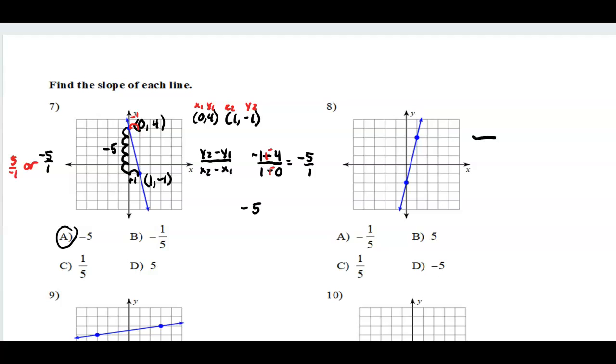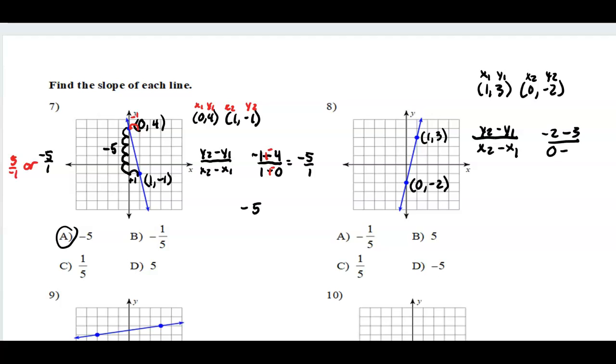So I do want you to write the formula, and I do want you to prove it for every problem. But I want you to also say, okay, how do I move? How do I rise, and what's my run? Rise up and down is your y value. Run left and right is your x value. So real quickly again, your points on this one are 1, 3, and your point on this one is 0, negative 2. So when you plug in, you got 1, 3, 0, negative 2, x1, y1, x2, y2. That's negative 2 minus 3 over 0 minus 1.